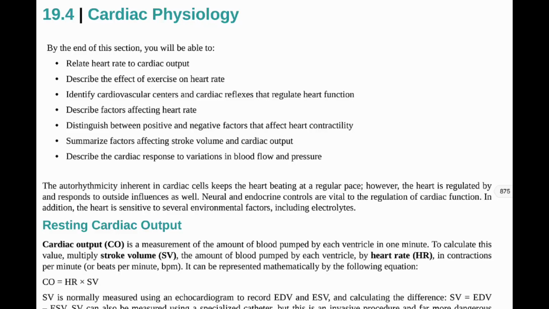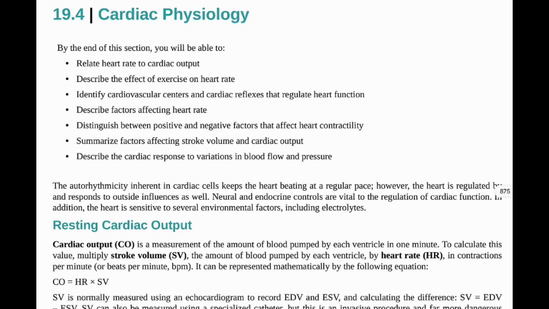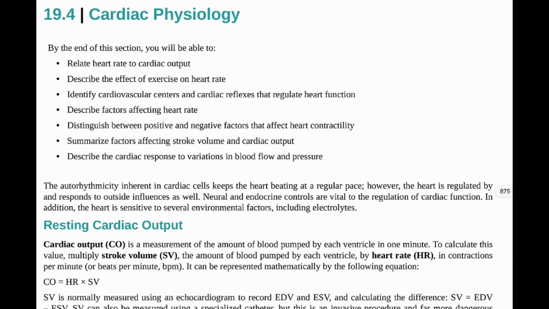All right, so now we're going to start talking about our cardiac physiology. We're here at 19.4. First of all, let's remind ourselves that our heart cells, our cardiac cells, have autorhythmicity. Remember, they are able to contract on their own. However, there are a lot of things that regulate this heartbeat. They can do that on their own if they need to.